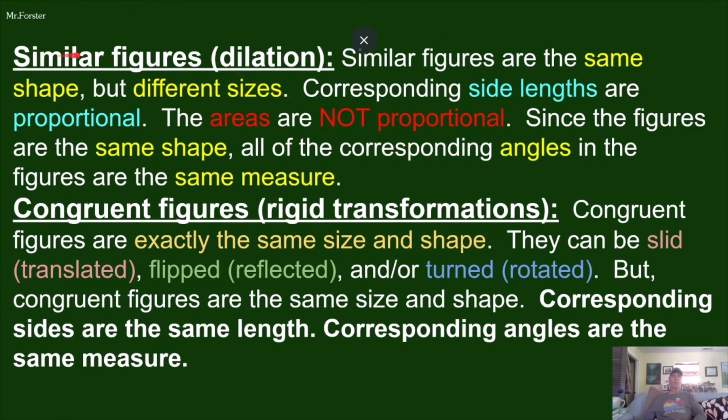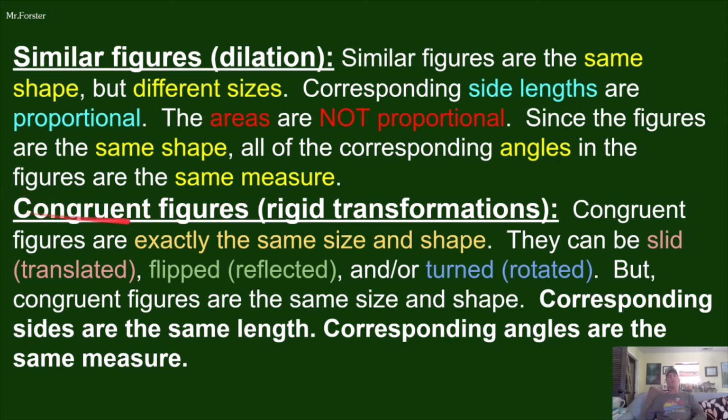Okay, and so in summary here, similar figures are found by using a dilation. And so the dilation is multiplying by a scale factor. And so you get the same shape but different sizes. The corresponding side lengths are proportional. Okay, that's how we could write a proportion or two equivalent fractions. I like multiplying by the scale factor. The areas, remember, are not proportional. Be careful of that. Since the figures are the same shape, all of the corresponding angles in the figure are the same measure. Okay, that makes sense. If they're the same shape, then the angles are the same measure.